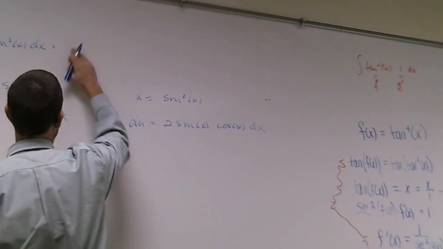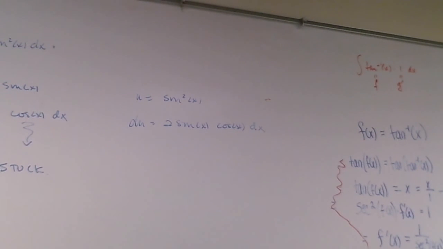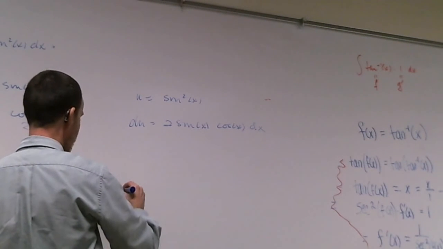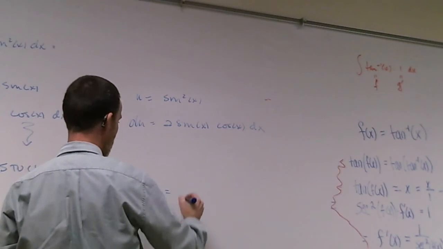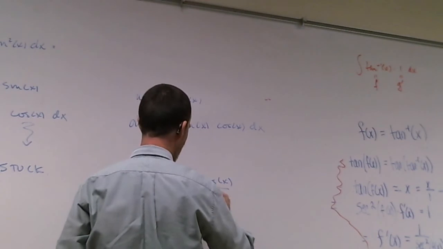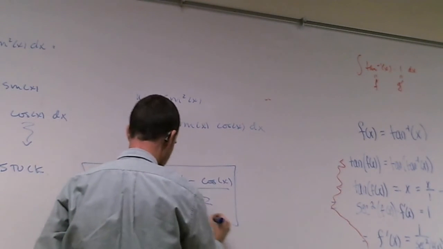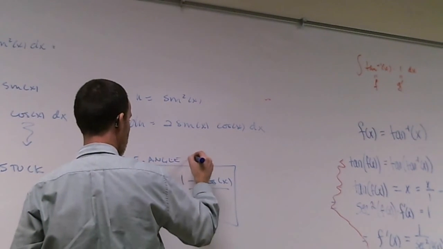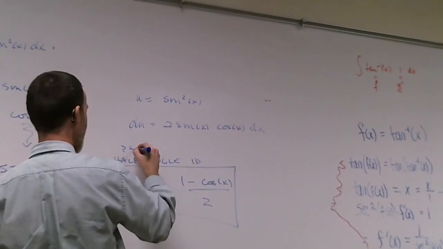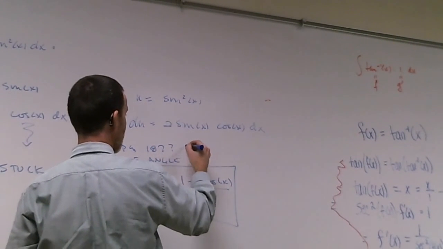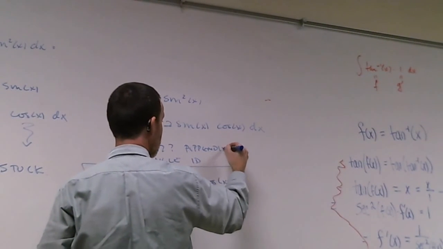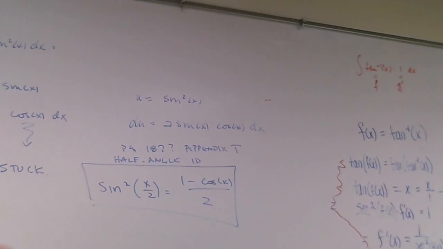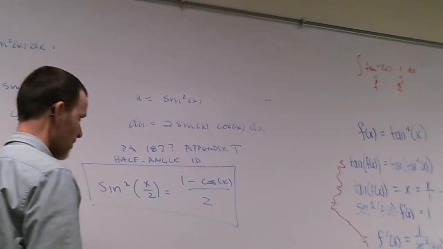So this is when that trig course you took or didn't take either pays you back or kicks you in the butt. Sine squared of x over 2 is equal to 1 minus cosine of x all over 2. That is a trig identity, called a half angle identity. Somewhere around page 187, Appendix T has all the trig identities that you might possibly want to know that you may have forgotten. Of course, they're to be found anywhere on the web, but sometimes they're written differently.